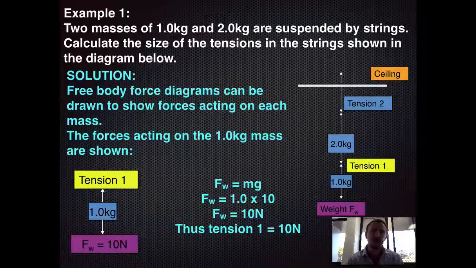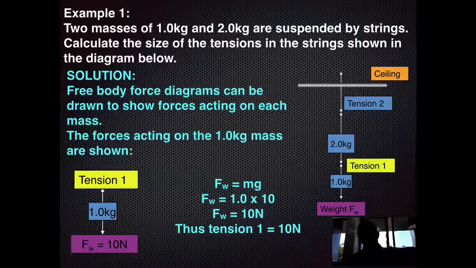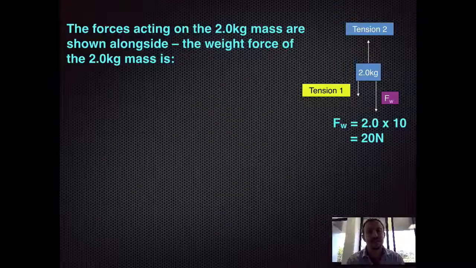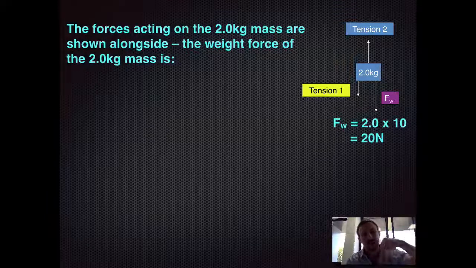So if it's not accelerated, it's zero, which means its velocity is either constant or it's stationary. In this case, it happens to be stationary. So we've got weight force acting down and then we've got tension force acting up. So that's what's being applied to the 1 kilogram mass. So on the 2 kilogram mass, we've got two forces acting downwards and one force acting upwards.